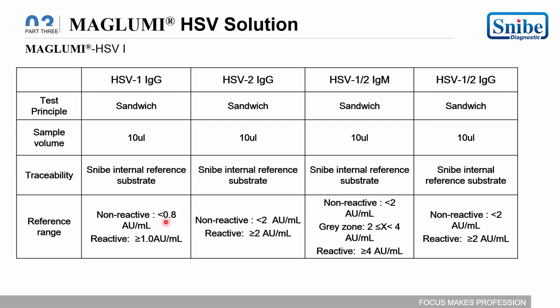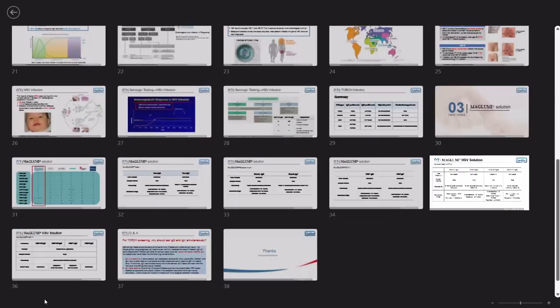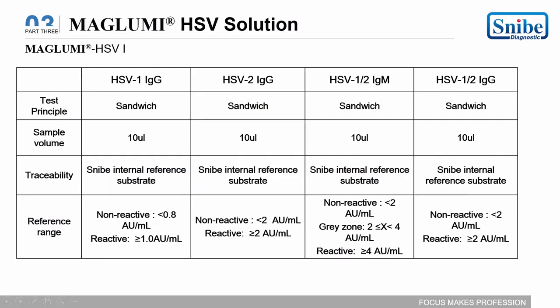If we talk about the reference range for the HSV1 IgG, non-reactive is less than 0.8 and reactive is greater than 1.0. For HSV2 IgG, non-reactive is less than 2 and reactive is greater than 2. If we talk about the IgM antibodies, the non-reactive, gray zone, and reactive are less than 2, between 2 to 4, and greater than 4 AU per ml respectively. For the IgG combining both HSV1 and 2, non-reactive is less than 2 AU per ml, and reactive is greater than 2 AU per ml.